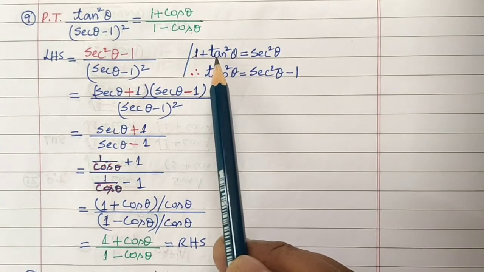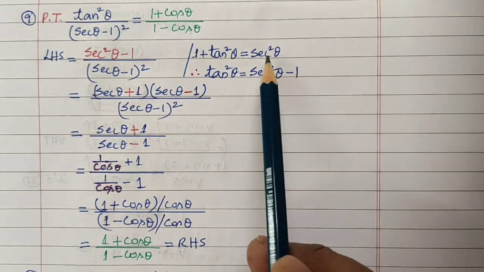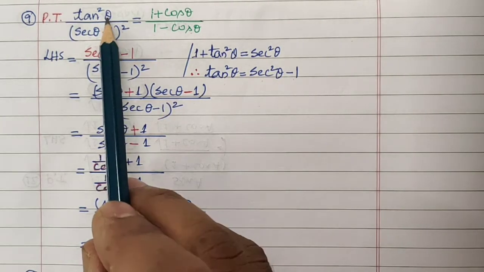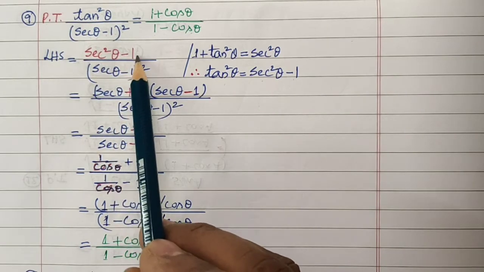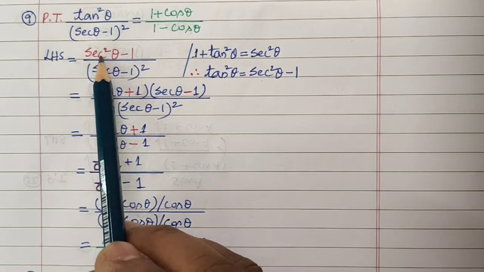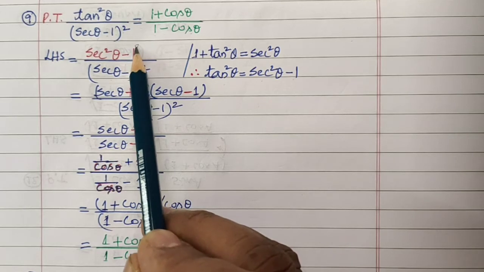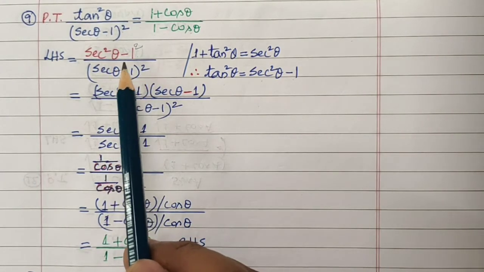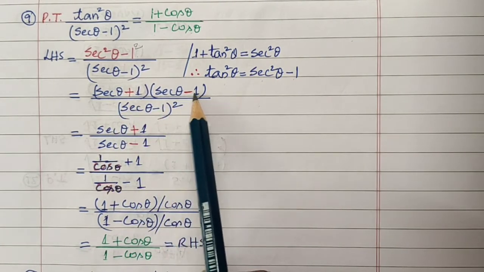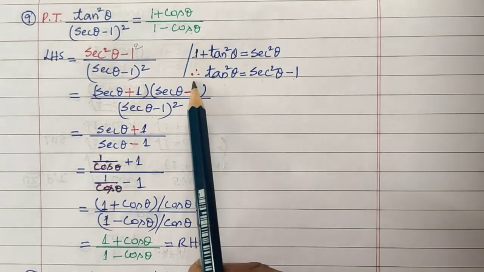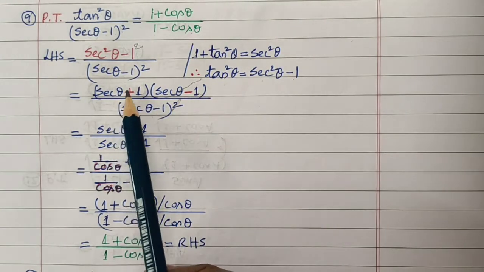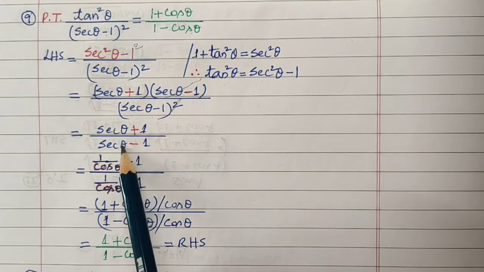We know that 1 plus tan square a is equal to secant square a. Therefore tan square a is equal to secant square a minus 1. So tan square theta can be written as secant square theta minus 1 divided by secant theta minus 1 whole square. So we can see that this is in the form of a square minus b square. We can call this 1 as 1 square, then a square minus b square is equal to a plus b into a minus b. We are writing here secant theta plus 1 into secant theta minus 1 divided by secant theta minus 1 whole square. We'll remove these two. We are left with secant theta plus 1 divided by secant theta minus 1.